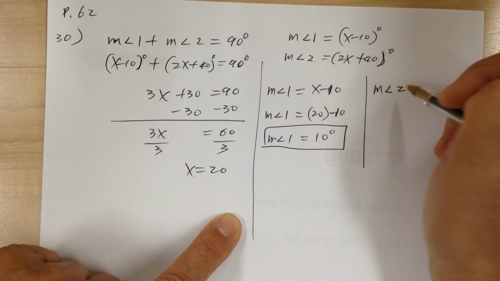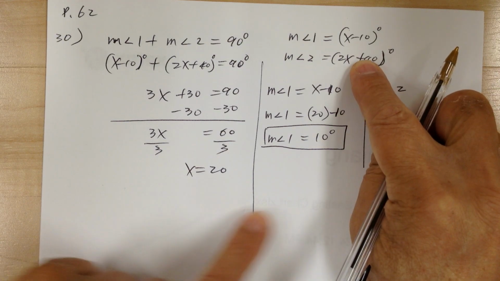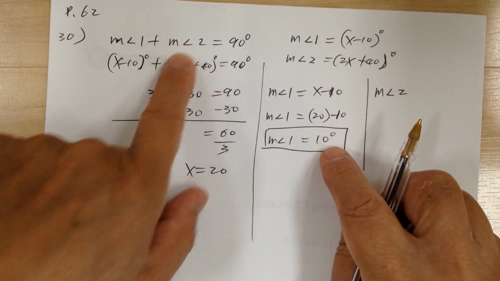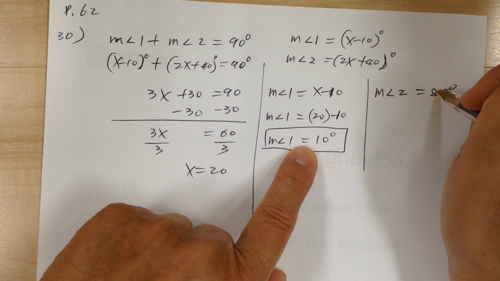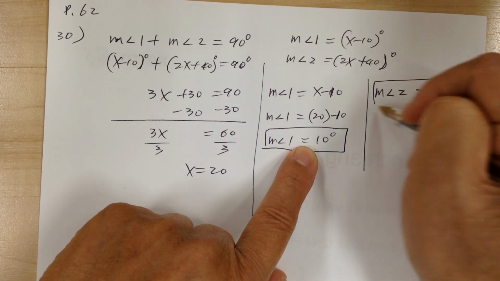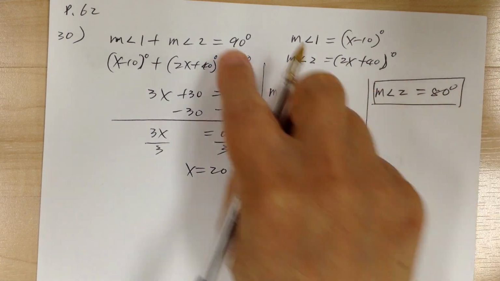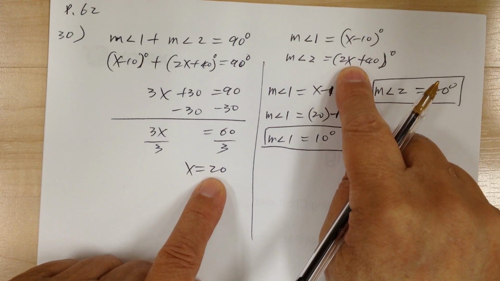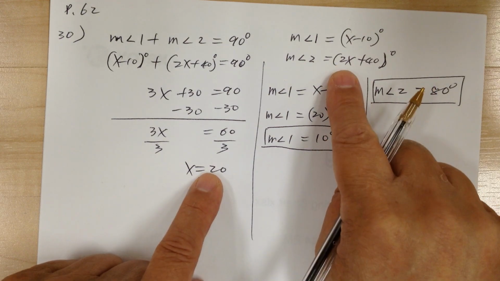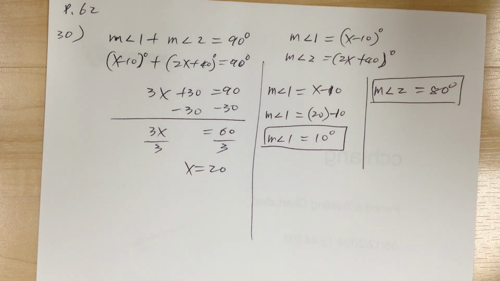Okay, measure of angle 2. Now you can use this formula or you can just use this, right? Since this is 10, this will equal 80 degrees, because they are complementary angles. 10 and 80 give you 90. Or you can substitute into here: 2 times 20 is 40, plus 40 gives you 80.